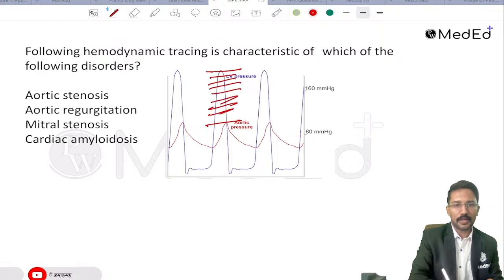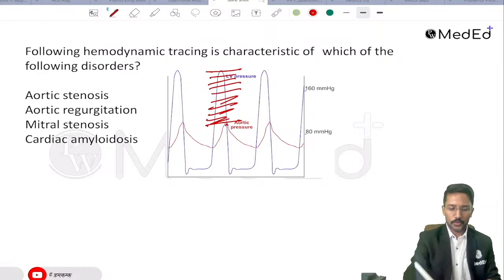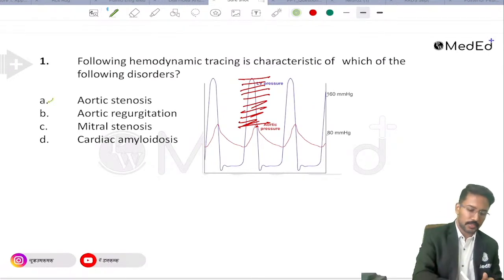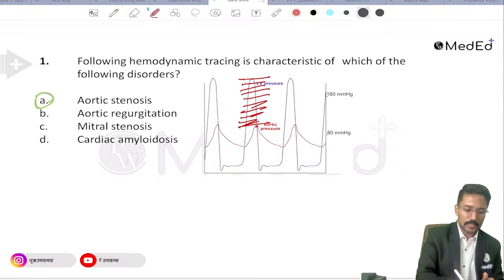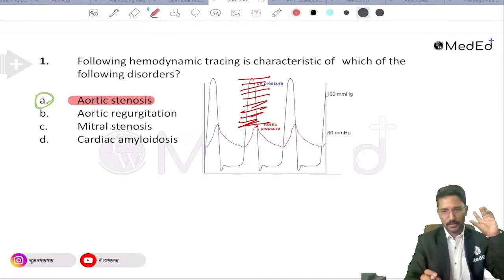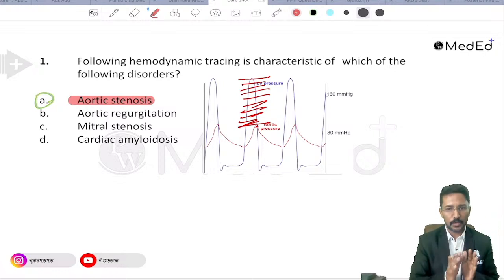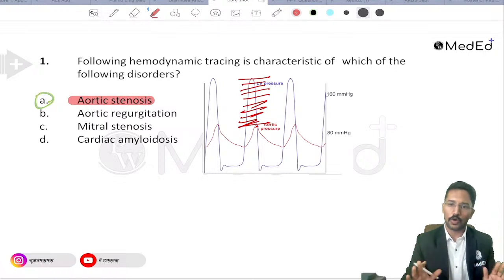Right? So there is a gradient created, and that gradient is what we are seeing here. LV pressure is this much higher than the aortic pressure. So now you tell me what tracing is this suggestive of? It is suggestive of aortic stenosis, right? It is suggestive of aortic stenosis. It clearly says that there is a gradient between the pressure in the aorta and the left ventricle. A gradient is not expected at the peak of systole if the aortic valve is normal.